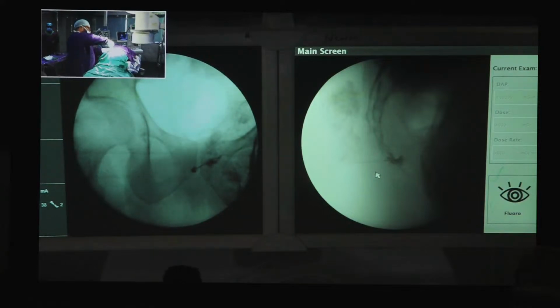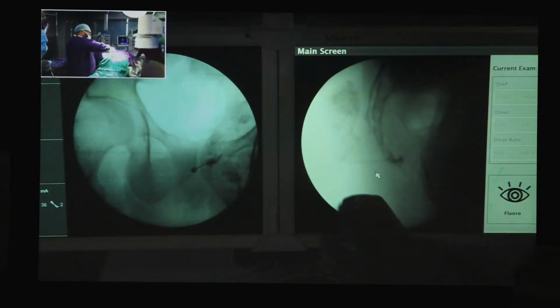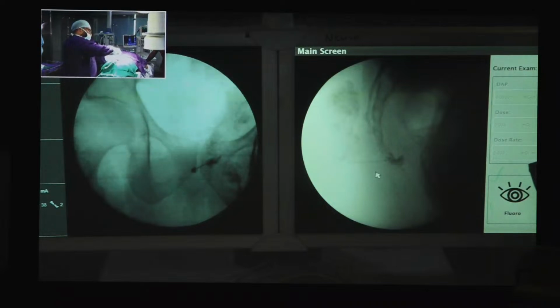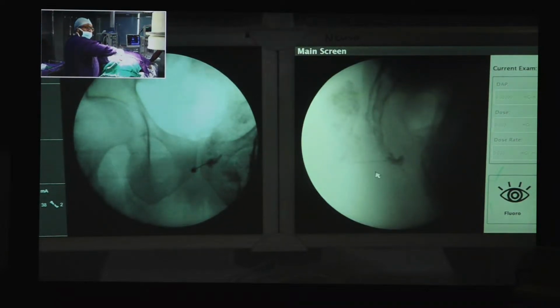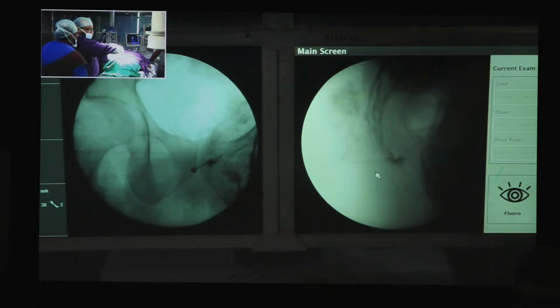But the anterior spread is the most important thing, in front of the coccyx. And it should spread superiorly. I think what we should be careful of is the rectum. That's it.